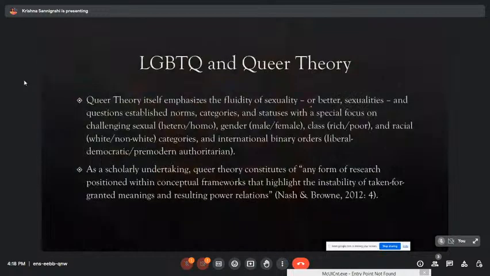So, we also get the term queer. Queer theory itself emphasizes the fluidity of sexuality, or better, sexualities, and questions what? Questions the established norms, categories, and statuses. So it has this post-structuralist kind of approach wherein it is questioning the established norms, categories, and statuses with a special focus on challenging what? The sexual, hetero and homo relation, gender, male and female equations. So these are the binaries which they are actually challenging. Then the class, that is the rich and poor, racial, that is white, non-white categories, and international binary orders, that is liberal, democratic, and pre-modern authoritarian. So these things are attacked and questioned through the LGBTQ or the queer theory.